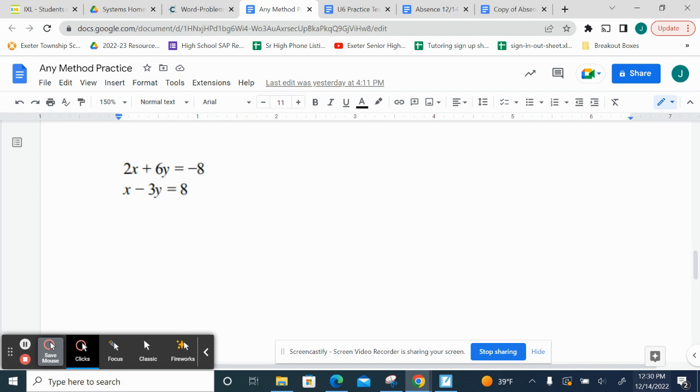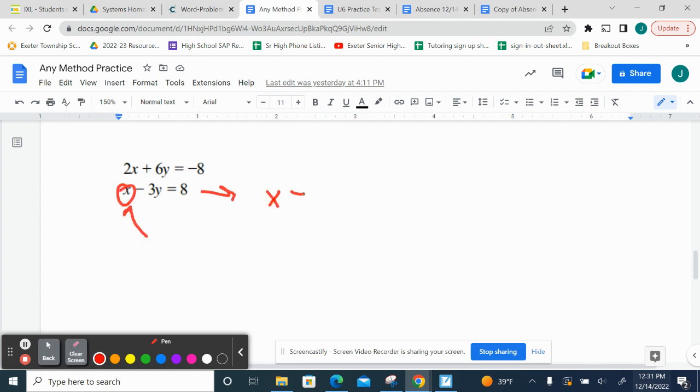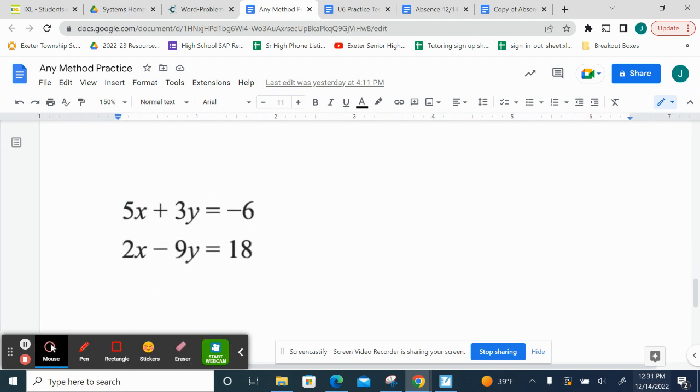The next one, again, you could really kind of go either way with this one, but I'm looking at a variable that is pretty much by itself. It would stay positive. Everything would stay positive there as you move the negative 3y across the equal sign, and then you could plug it in. But that one I'd say is a choice for sure.